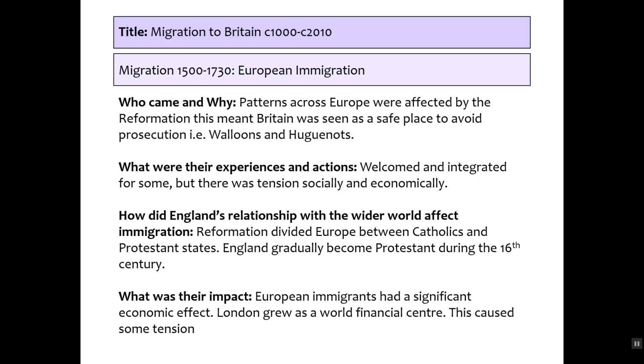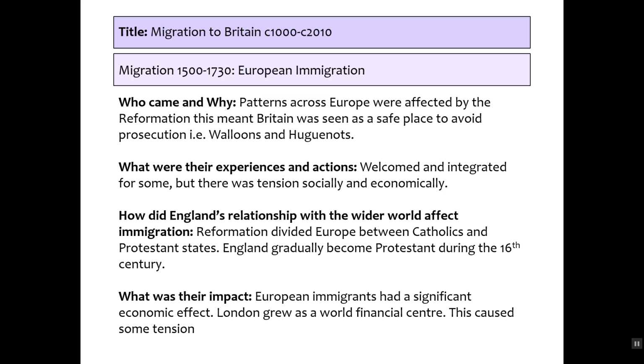Now, first of all, from 1500 to 1730, we've got European immigrants who came. Well, we've got massive amounts of change in this. The Reformation divided Europe between Catholic and Protestant states. England gradually became Protestant during this period, especially under the Tudors, and by 1600, it's solid. The 16th century, it's solidly Protestant.